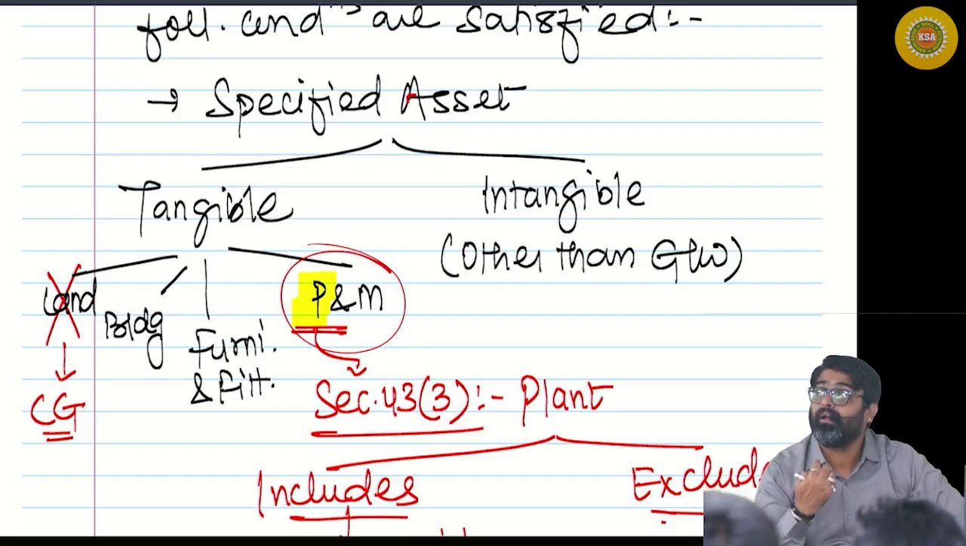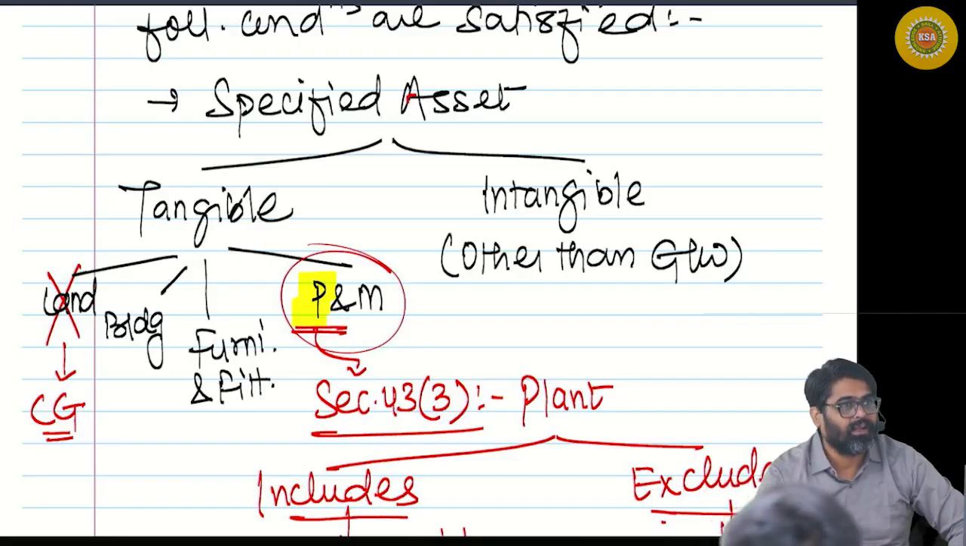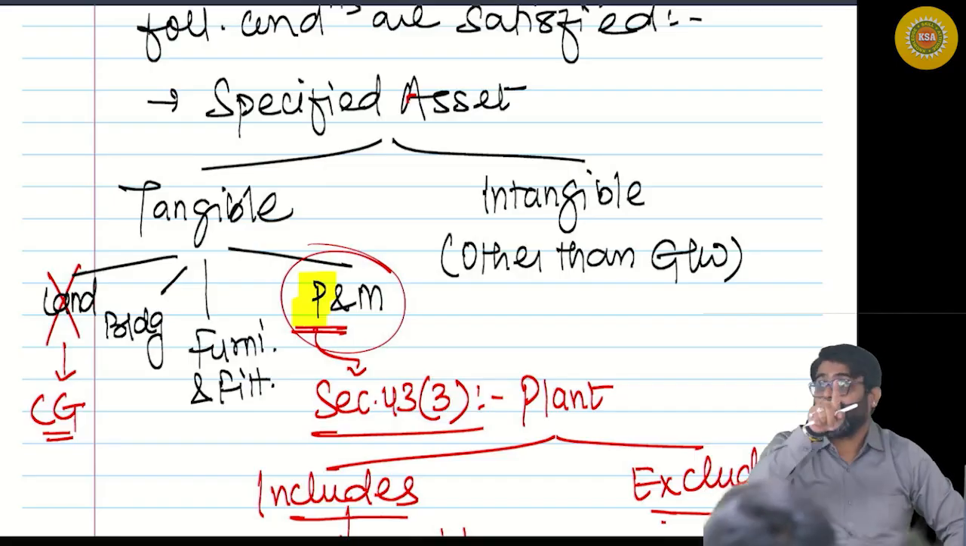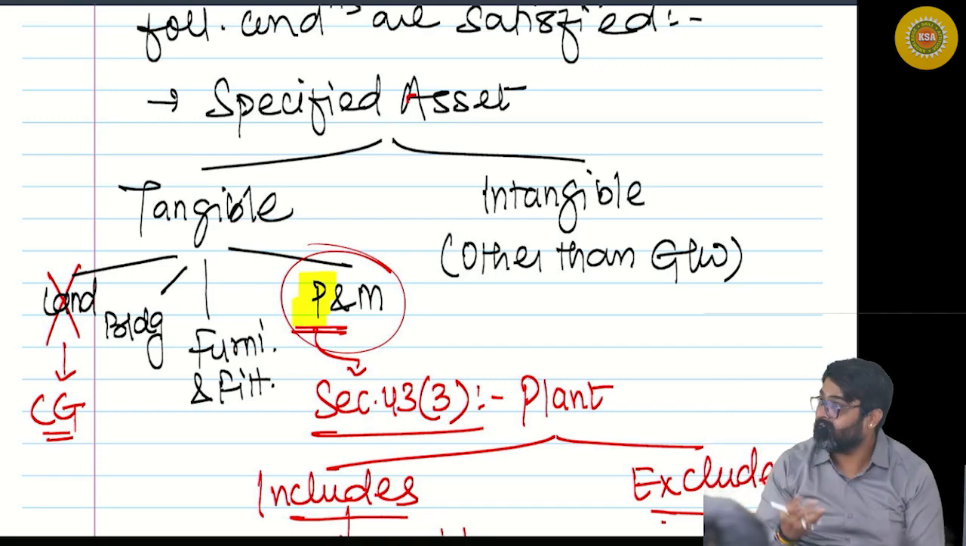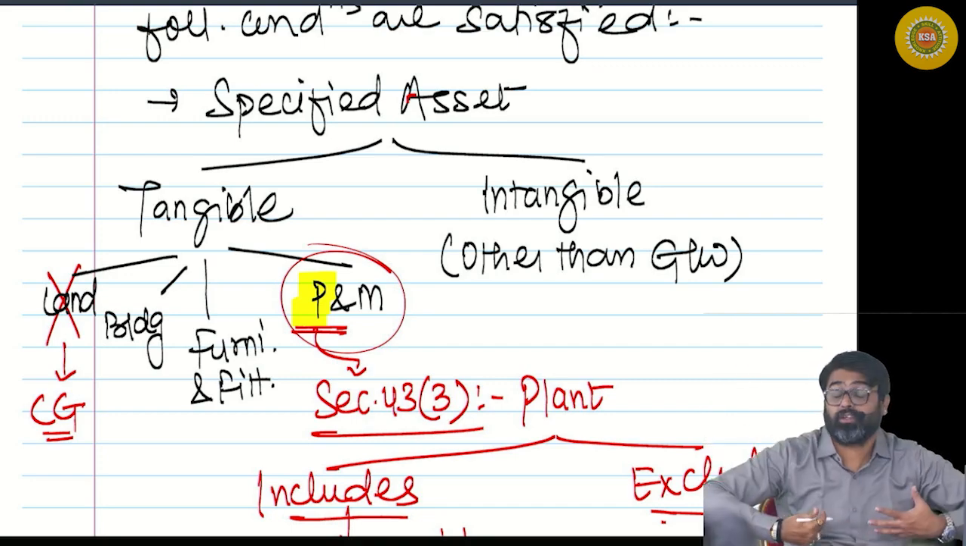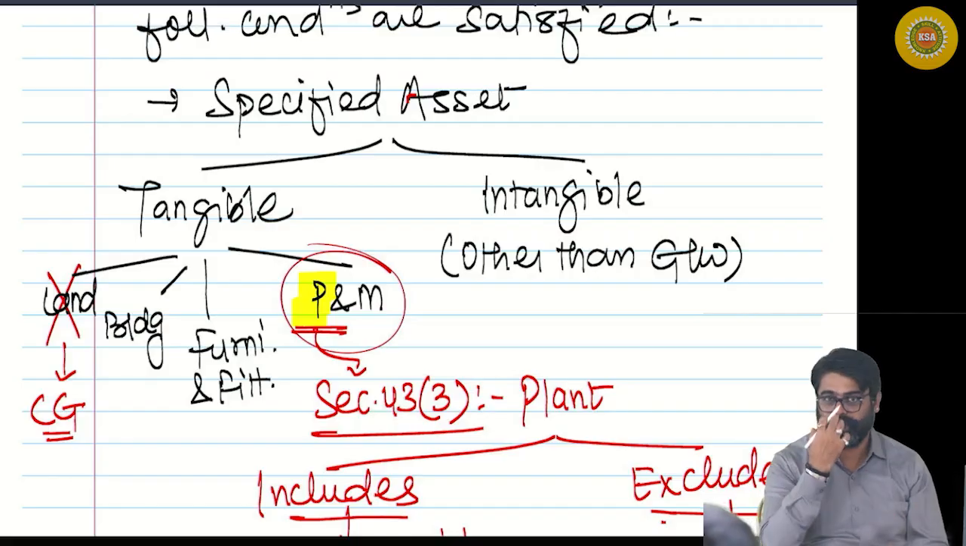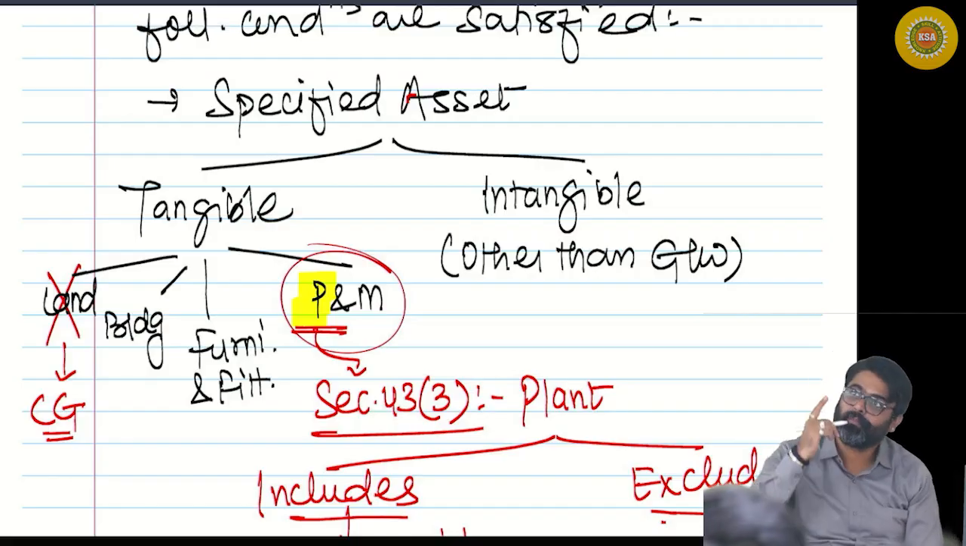Touchable, seeable, feelable. Can you touch? Can you see? Can you feel? Yes, because these are tangible assets. Tangibly you can see these assets. These are not just to be felt. These can be seen. Can you see the projector?